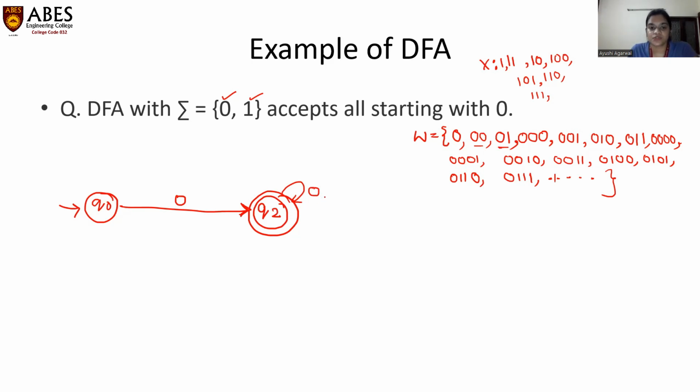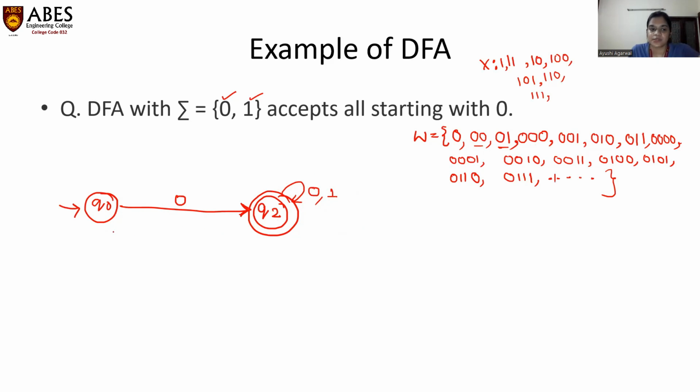What can we do for 0, 1? We need to accept the string because it is starting with 0. So let's keep this as the final state. So we can have 1 over here. So 0, 1 is again accepted. 3 times 0 is also accepted. 2 times 0 and 1 is accepted. 0, 1, 0 is accepted. 0, 1, 1 is accepted.